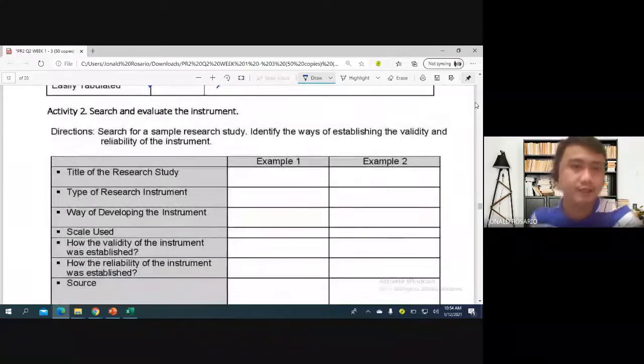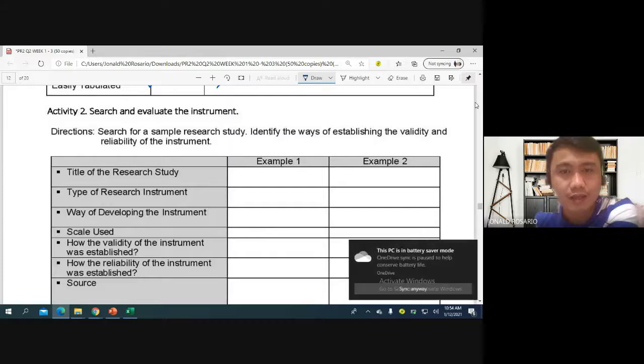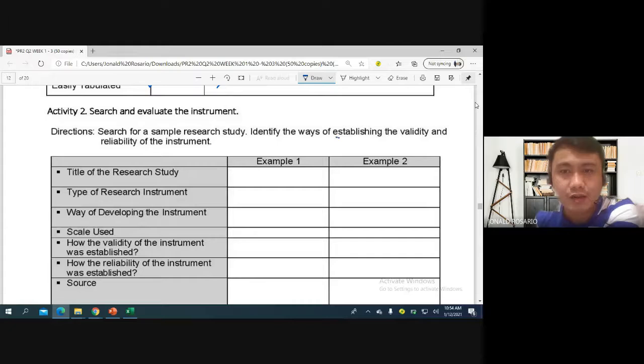Okay, next, activity 2. Search and evaluate the instrument. Directions. Search for a sample research study. Identify the ways of establishing the validity and reliability of the instrument. Okay. For example, title of the research study.